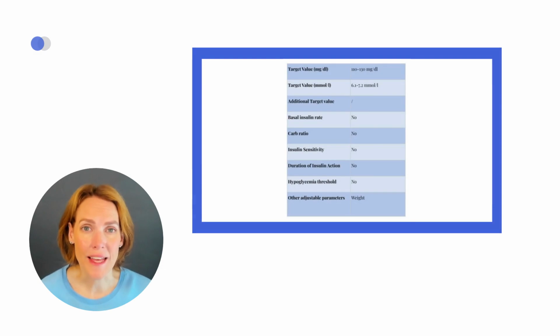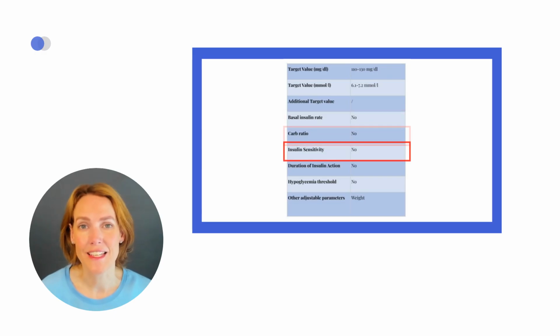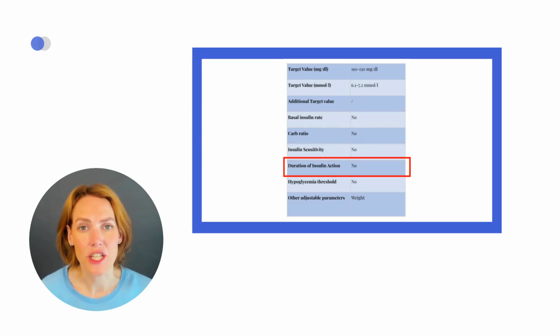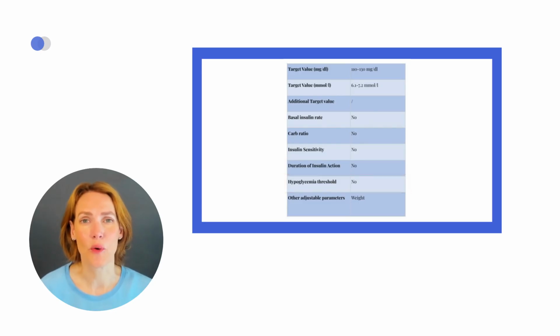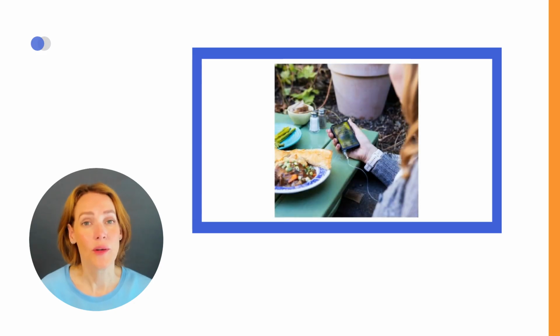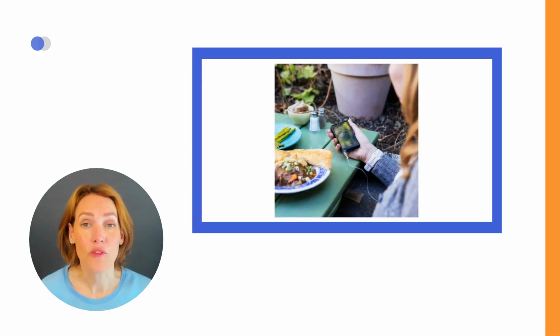Users cannot program any insulin settings such as basal rate, carb ratio, insulin sensitivity, duration of insulin action, or hypoglycemia threshold. The system automates all insulin delivery, requiring users only to announce meals. A hands-off approach is necessary when using this system, and some patience is needed as the iLet adapts to changing insulin needs and identifies effective meal bolus doses.